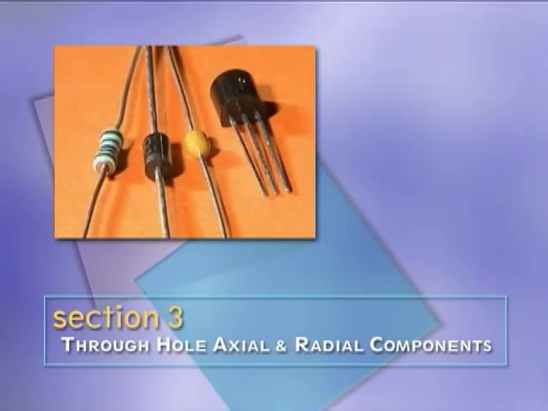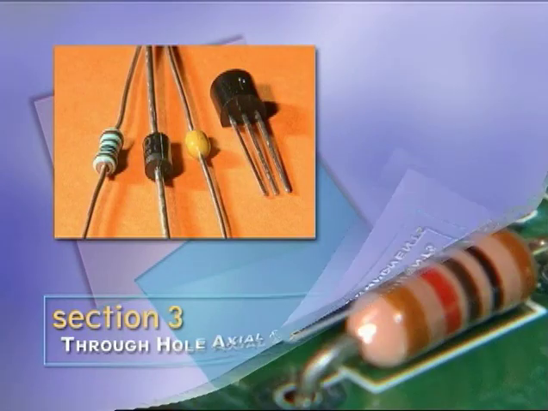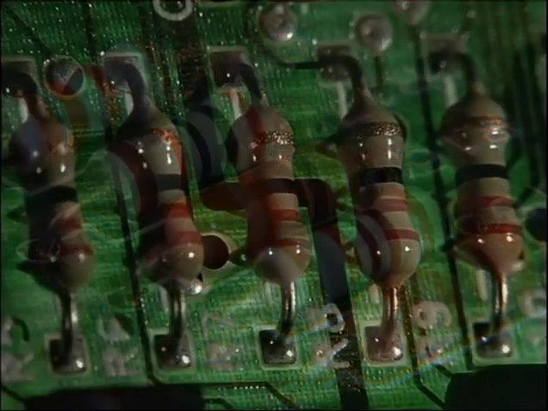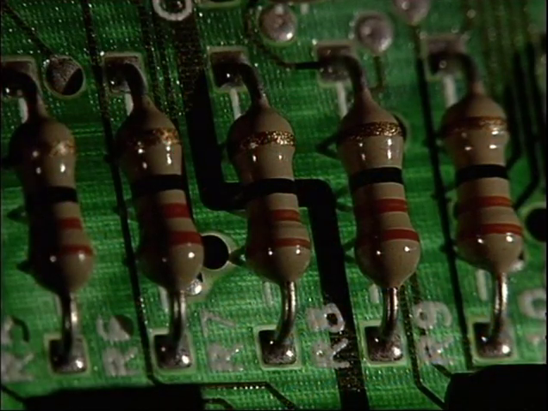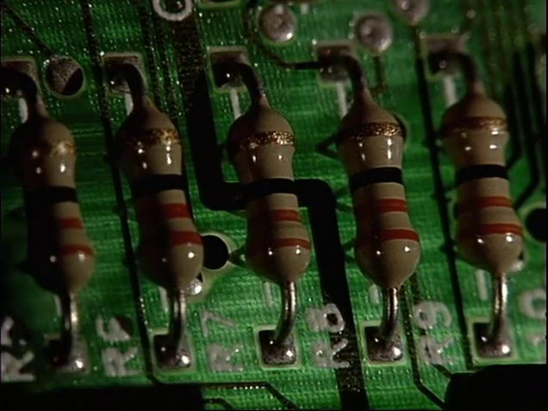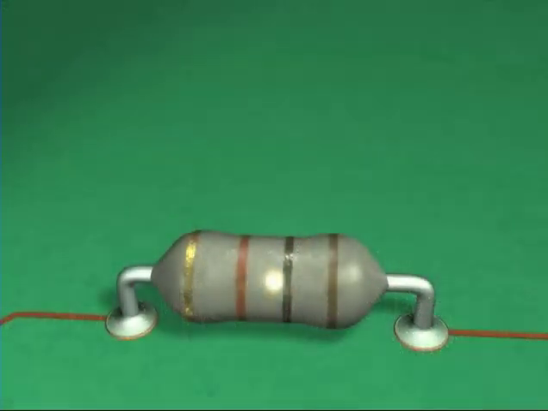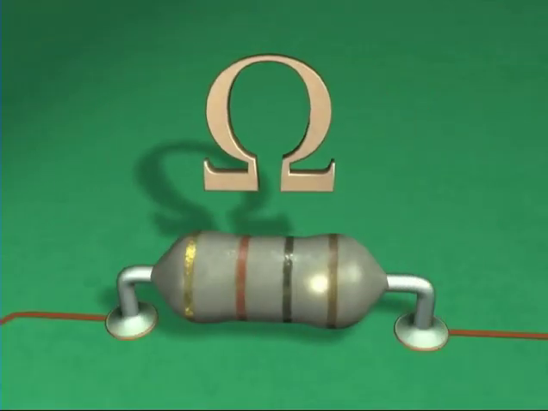In this section, we'll be discussing resistors, capacitors, diodes, and transistors. Resistors are a common passive component. A typical circuit board assembly will contain many resistors. The letter R is the reference designator. Resistors limit the flow of electrical current in a circuit.